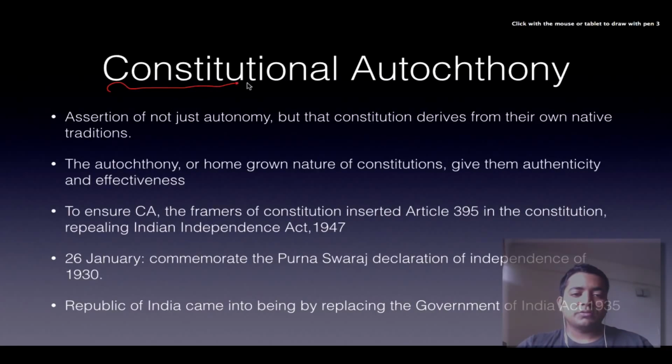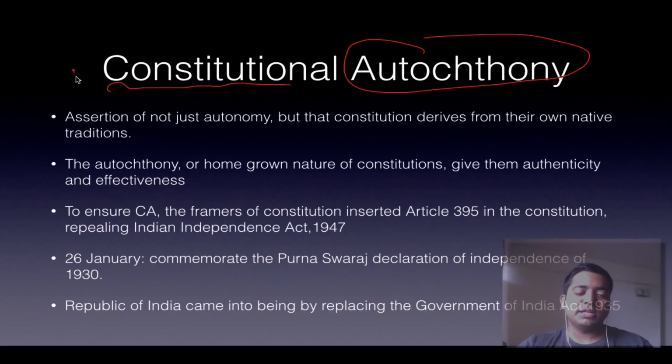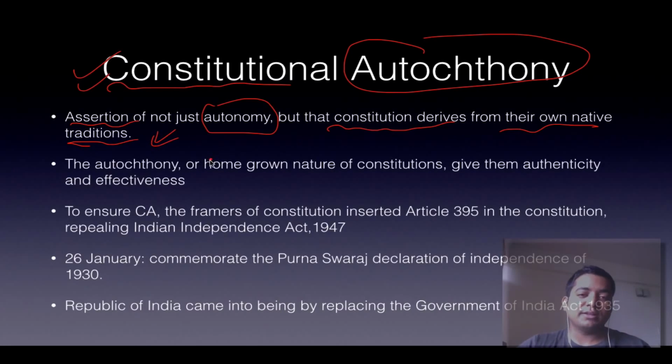So then we have what we call constitutional autochthony. Please bear with me, it's a technical term, but you have to understand it. It's extremely essential that you understand it in order to succeed. See, autonomy is one thing, that it is autonomous. Okay, fine, autonomy. But where does it emanate from? What is the source of the authority of the constitution? The constitution derives from native traditions. That is, the people of India are the source of the constitution. That is, it's a homegrown nature of the constitution. So it is autonomous, as well as grown, emanating from the people of India itself. That is, Indians have given themselves the constitution. It has not been imposed by a foreign nation. So it gives this authenticity and effectiveness.